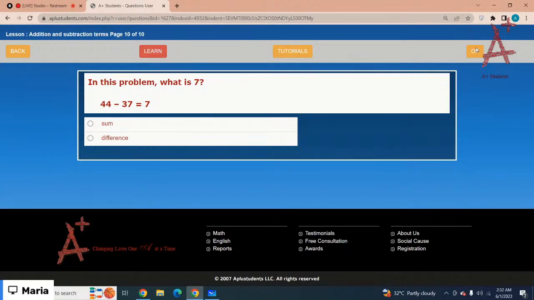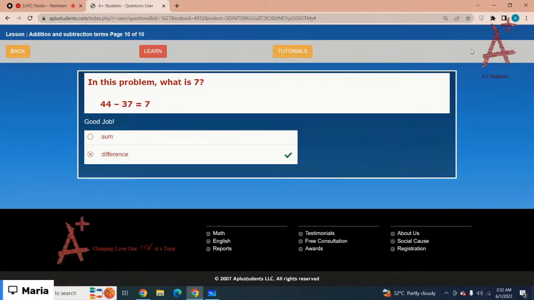Okay, in this problem, what is 7? 43 take away 37 equals 7. So which is the correct option? Is it sum or difference? 44 minus 37 equals 7. It would be the difference of both the numbers.